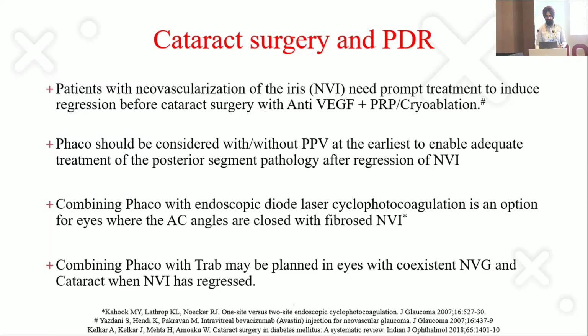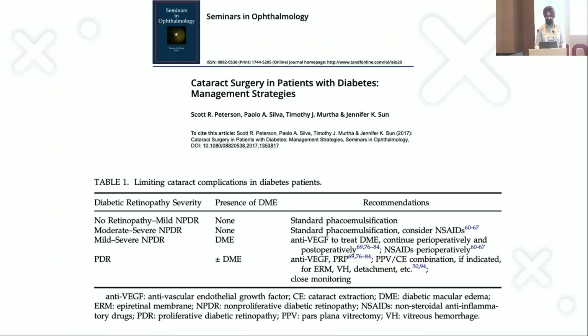In patients with PDR but with NVI, they need prompt treatment to induce regression of NVI with anti-VEGF with PRP or cryo. Phaco should be considered with or without PPV at the earliest, to enable adequate treatment of the posterior segment pathology after regression of NVI. Combining Phaco-Trab may be planned in cases with coexisting NVG when NVI has regressed.